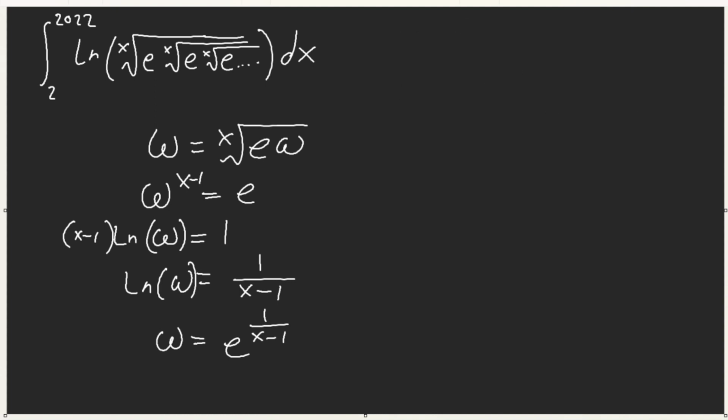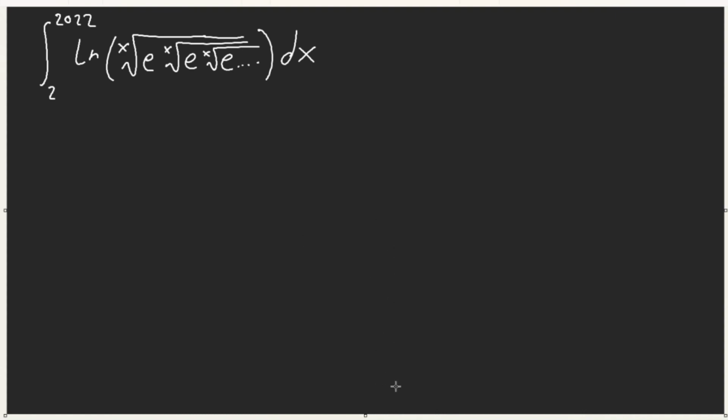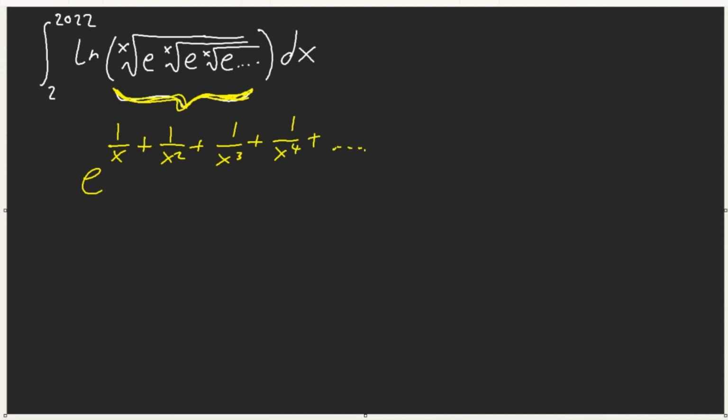What's another way of solving it? Another way of solving it is using Taylor series. This whole inside here, we have e to the 1 over x, and then plus, technically, 1 over x squared, and then 1 over x cubed, and then 1 over x^4, and then dot dot dot, right?